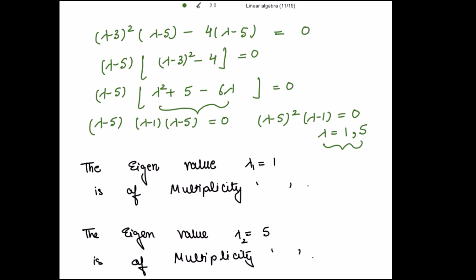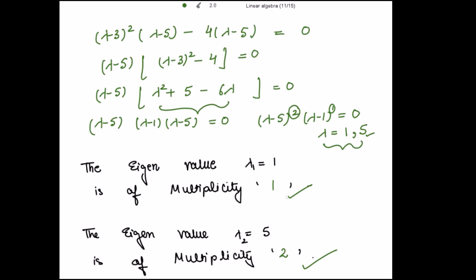The eigenvalue lambda 1 equal to 1 is of multiplicity, what is the power over here? It is 1. So eigenvalue lambda 1 equal to 1 is of multiplicity 1. And the eigenvalue lambda 2 equal to 5 is of multiplicity 2. The power is 2 over here. And now we are going to find the corresponding eigenvectors for these two eigenvalues.